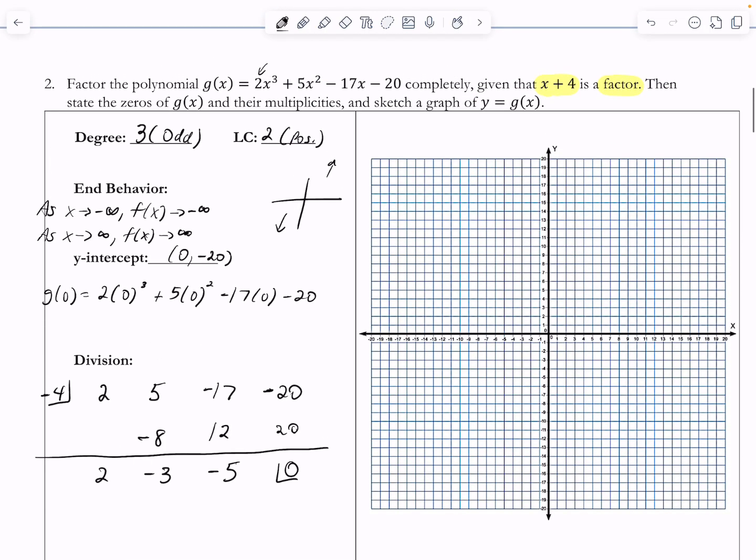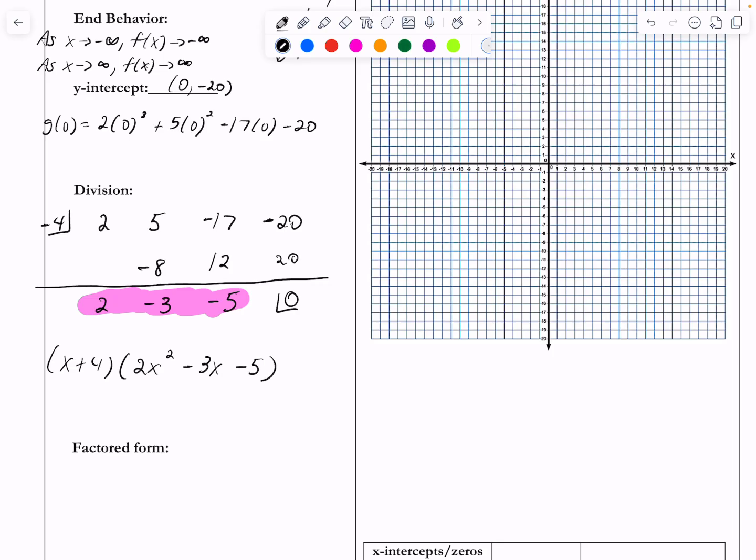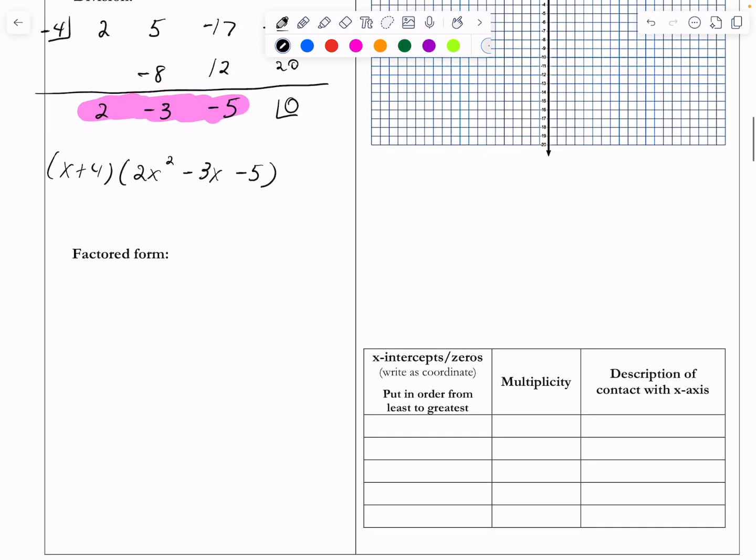So getting my factors now, I have x plus 4 already was a factor. And then remember, like we did before, these coefficients will make my other factor, 2x squared minus 3x minus 5. Now let's do some factoring of that quadratic trinomial. You'll notice this is not an a value of 1, so it's going to be a little more complicated, but we've done this a lot in the first semester.